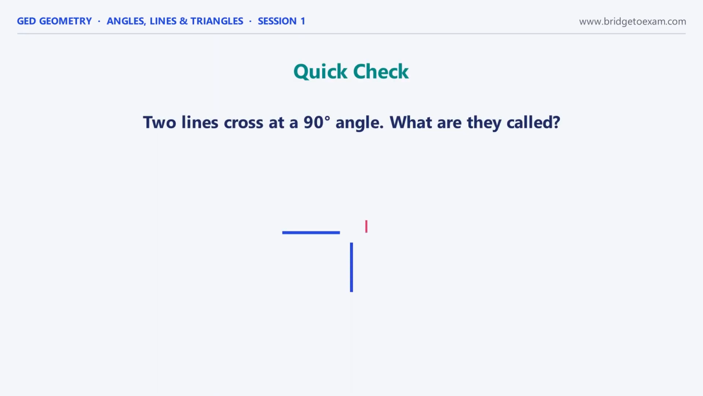Let's check your understanding with a quick question. What do we call two lines that cross at a 90-degree angle? Take a second to think. That's right, they're perpendicular. They meet at a square corner, which is a right angle.